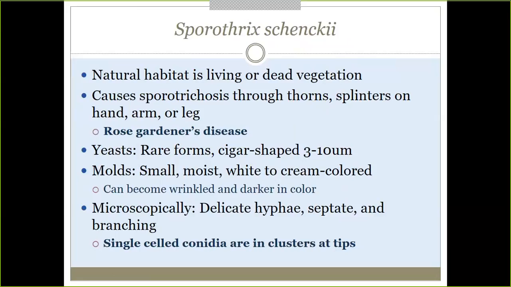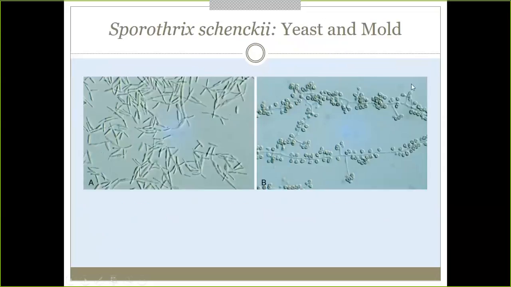Now, Sporothrix schenckii is unique in that it actually occurs both as a yeast and as a mold. And there's going to be a few others that we'll talk about coming up that do that as well. But there's only 5 that we need to remember in class that do that, and Sporothrix is one of them. So it'll occur as a yeast and it'll occur as a mold. Under the microscope, the key to identifying Sporothrix is it has what we call single-celled conidia that cluster at the tips of the hyphae. And so letter B is your picture for that.